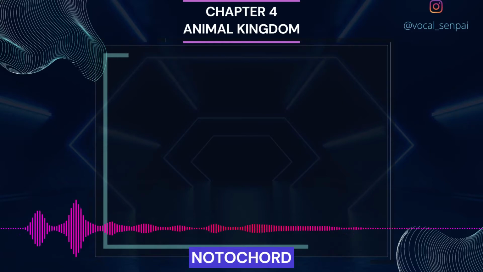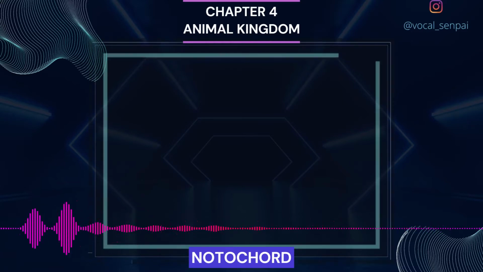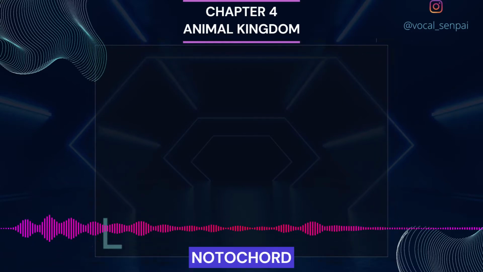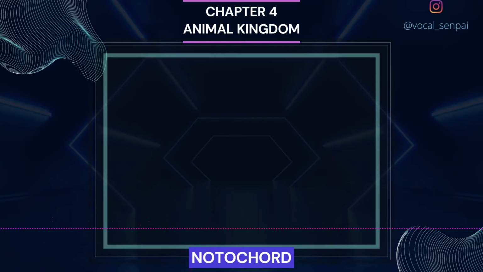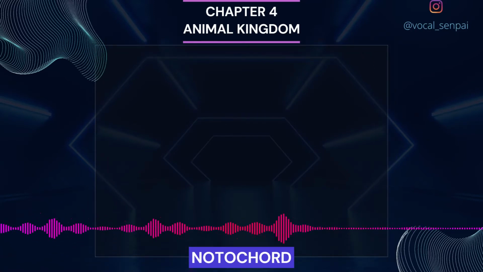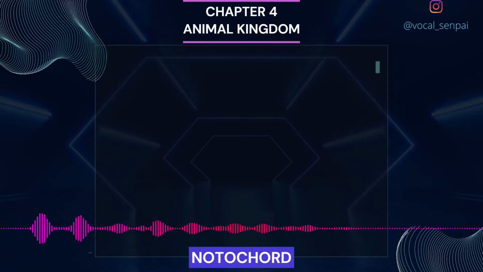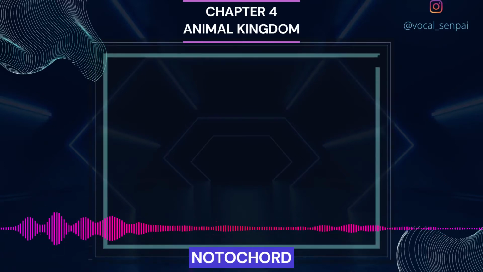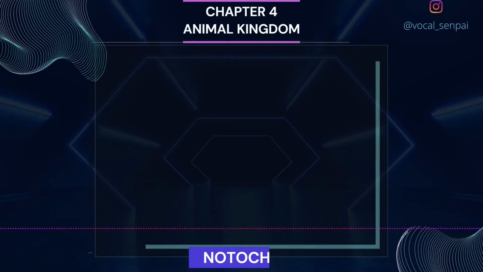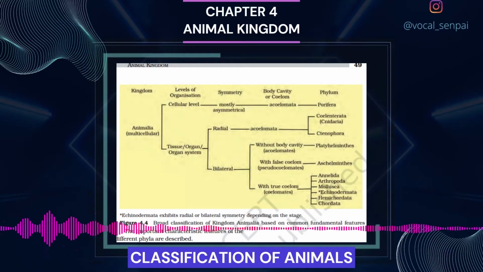Notochord is a mesodermally derived rod-like structure formed on the dorsal side during embryonic development in some animals. Animals with notochord are called chordates, and those animals which do not form this structure are called non-chordates. Example: Porifera to echinoderms.